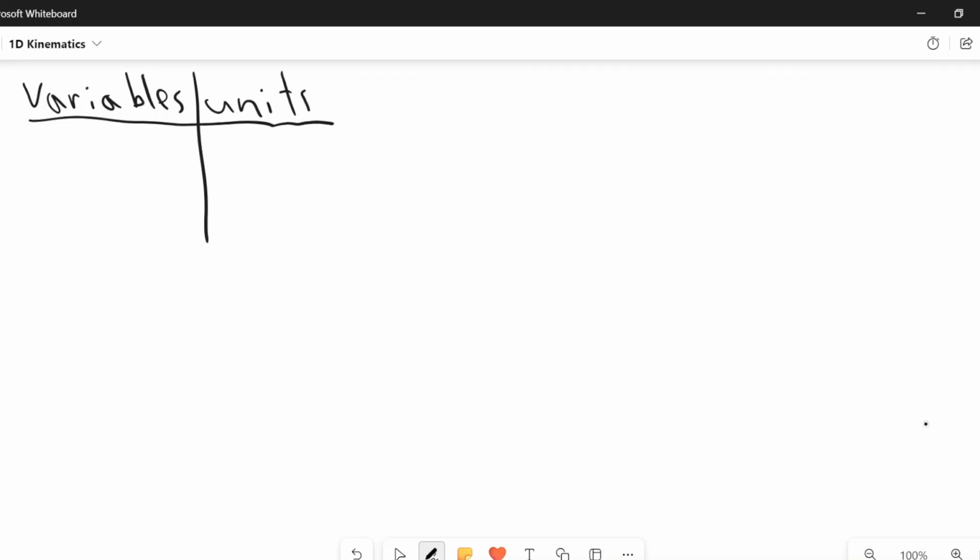The first one is time. Time is represented with a t, lowercase t, and its units are in seconds. Represented with s, but I'll write out seconds just to make it more obvious. So basically, let's say this intro took 100 seconds. That would be the time that it lasted.